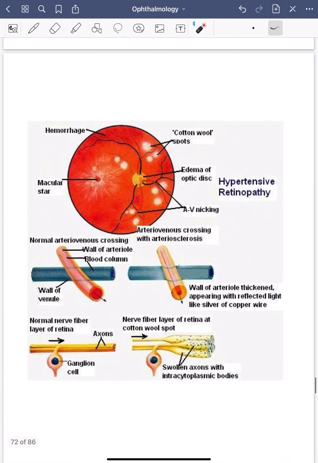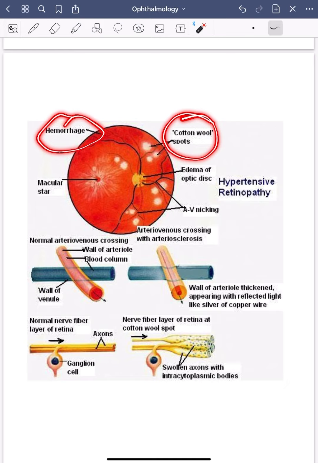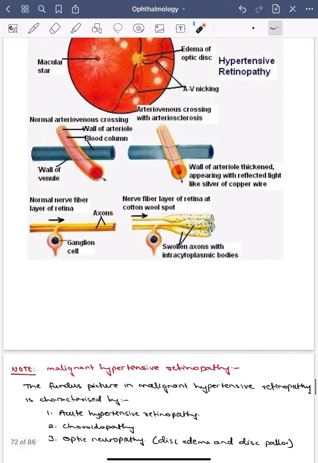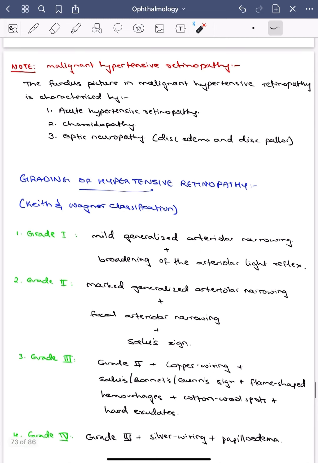So this diagram depicts this. We see the cotton wool spots, the hemorrhages, macular scar. These are other signs. Importantly, we discussed the arteriovenous nicking. In grade 3, remember, there is copper wiring, and in grade 4, there is silver wiring, and also the cotton wool spots. Now moving on, malignant hypertensive retinopathy.